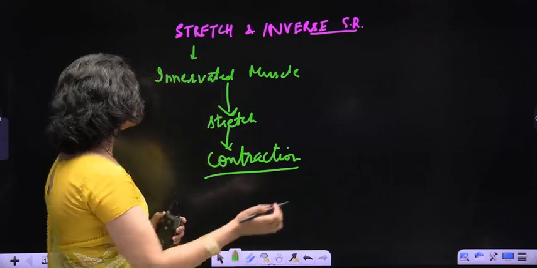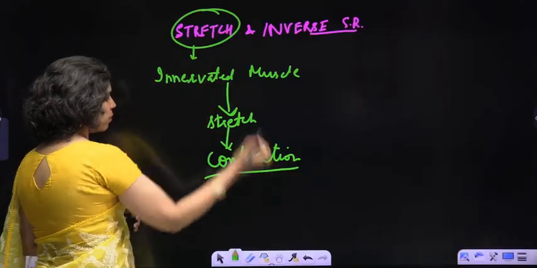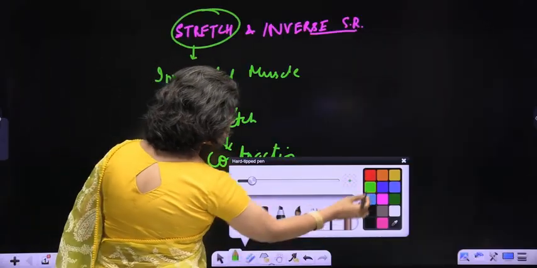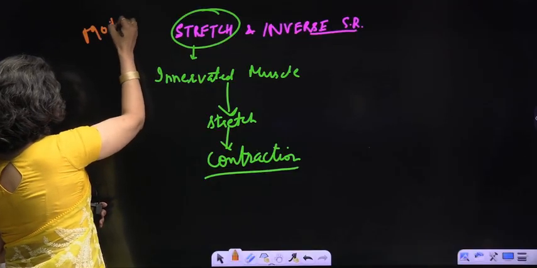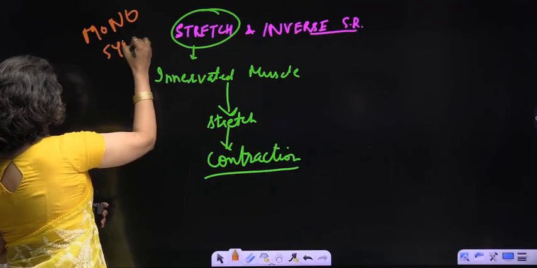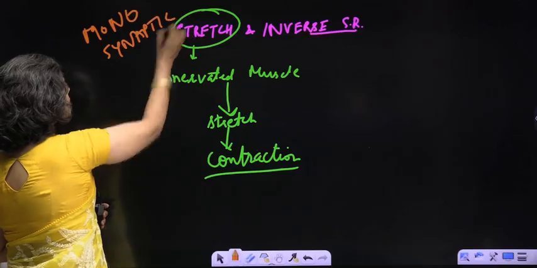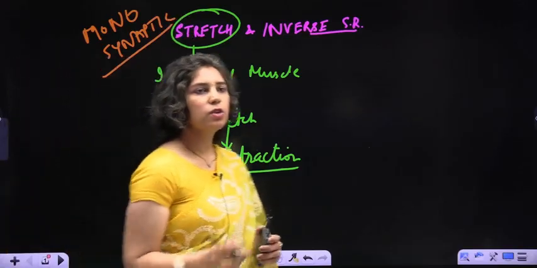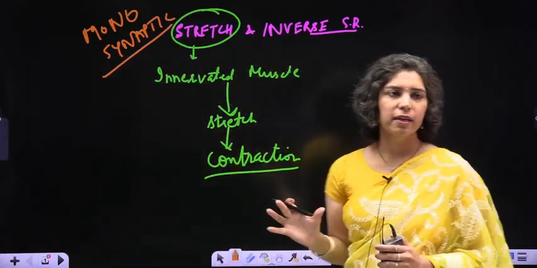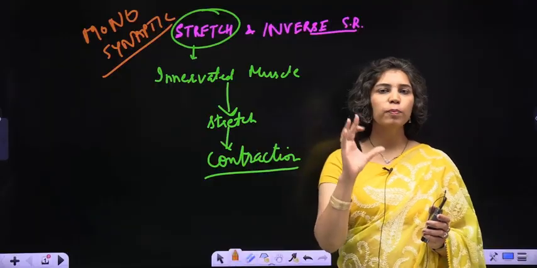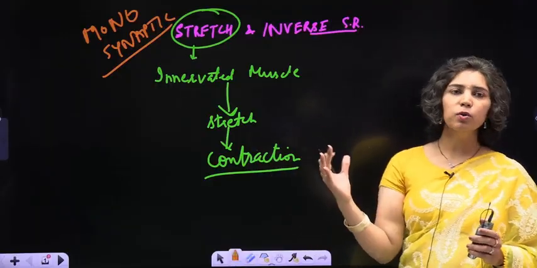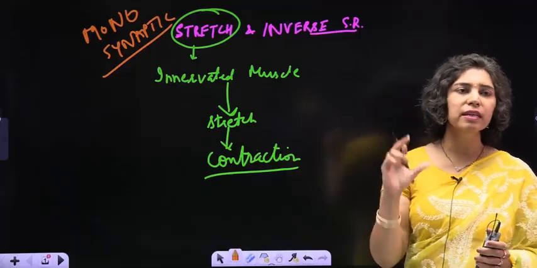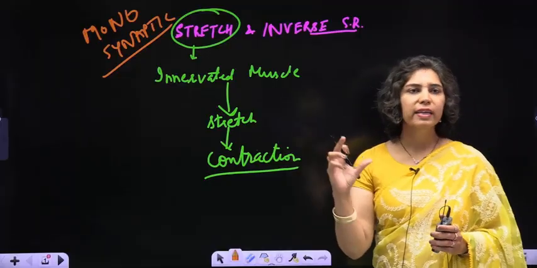So basically the stretch reflex, what is it? This is a monosynaptic reflex. So what is the meaning of monosynaptic? Just split it up. Mono means single, synaptic means synapse. So before jumping to the stretch reflex, we shall have a clear understanding of what a synapse is.